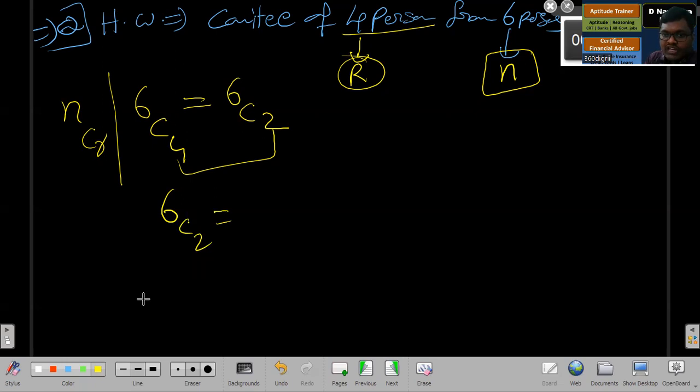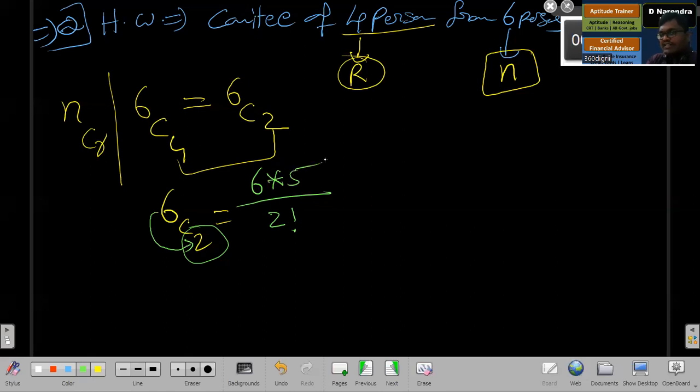6C2. Numerator, we can do it later. Denominator, 2 factorial as it is. In the numerator, how many values do we have to consider, guys? Only 2 values, because the R value is 2. 6, less than 1 is 5. That's it. 6 times 5 is 30, divided by 2. 2 ones are 2, 2 threes are 6. It is 15 only.